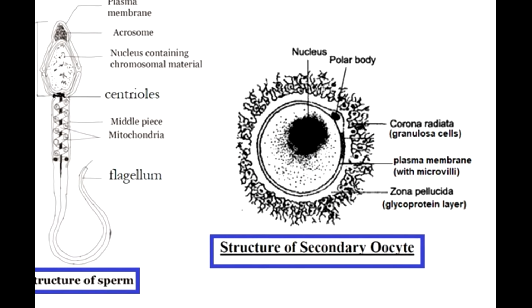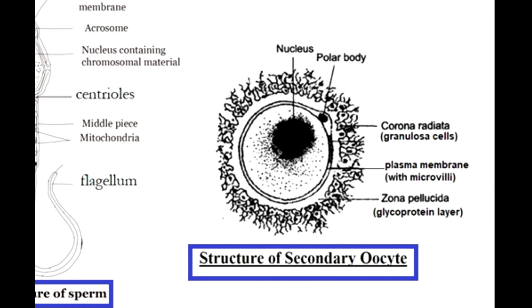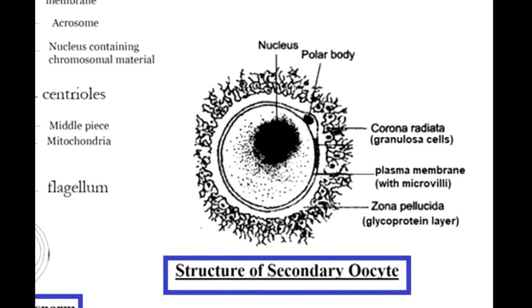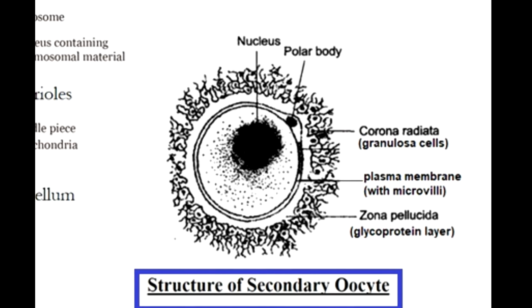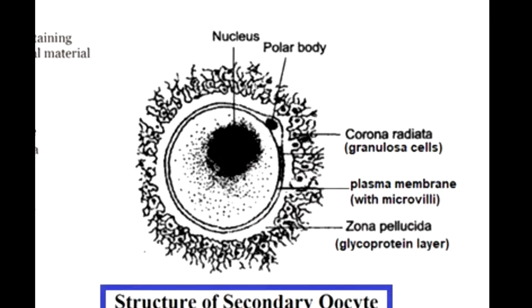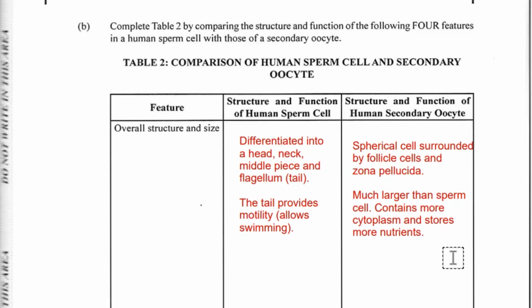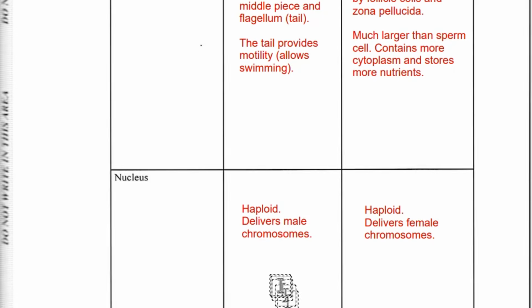It is multi-layered. So it's a spherical cell that's surrounded by follicular cells and the zona pellucida. And in terms of size, it is actually much larger than the sperm cell. It contains more cytoplasm and has to store more nutrients. The nucleus of the sperm cell is haploid, and this delivers the male chromosomes. The sex chromosomes for a male are going to be either an X chromosome or a Y chromosome. The nucleus of the female is also haploid, and this delivers female chromosomes. The female sex chromosomes are just going to be X, no Y.